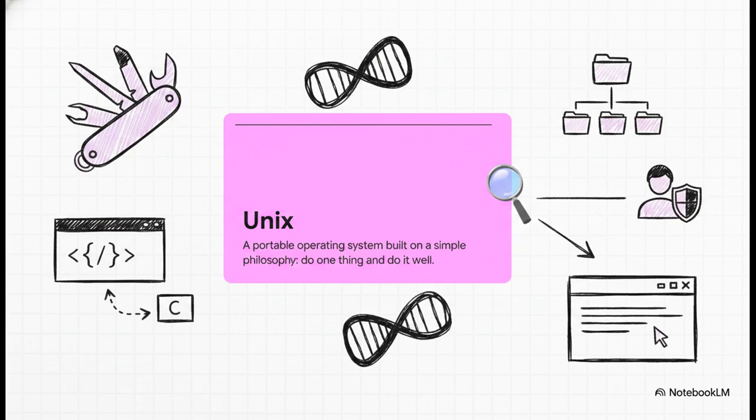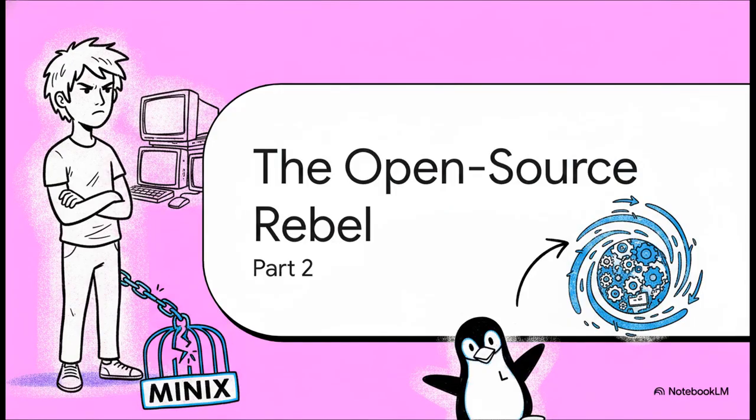Unix introduced these foundational concepts that we still use every single day. Things like the file system tree, user permissions, the terminal shell. It literally became the DNA of modern operating systems. Now, Unix completely changed computing forever, but it definitely wasn't the end of the story. Which brings us to Part 2, the open source rebel.